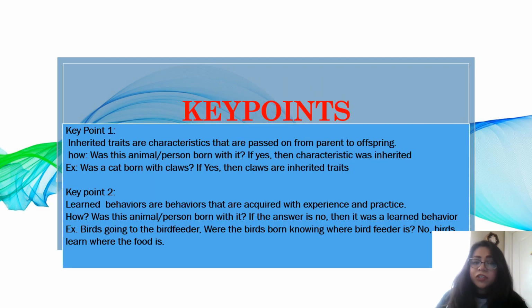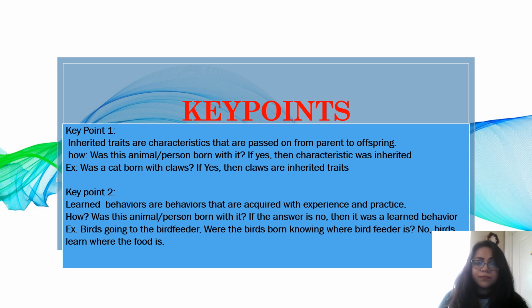The key points for today are: inherited traits are characteristics that are passed on from parent to offspring. The question that you need to ask yourself is, was this animal or person born with it? If yes, then the characteristic was inherited. An example is a cat. Was a cat born with claws? If yes, then claws are inherited traits.